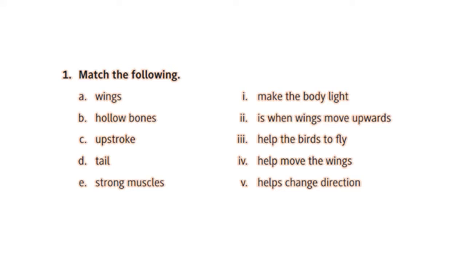Good. So what is the first one, dear? Wings. What will be the answer for that? Very good. It helps the birds to fly. Second one, hollow bones. Very good. It makes the body light. Upstroke. Give the answer, dear. Good. It is when wings move upward. Now coming to the next one, tail. What will be the answer, dear? Very good. It helps to change the direction. And the last one, strong muscles. It helps to move the wings. So kids, did you understand what we learned in our previous class?